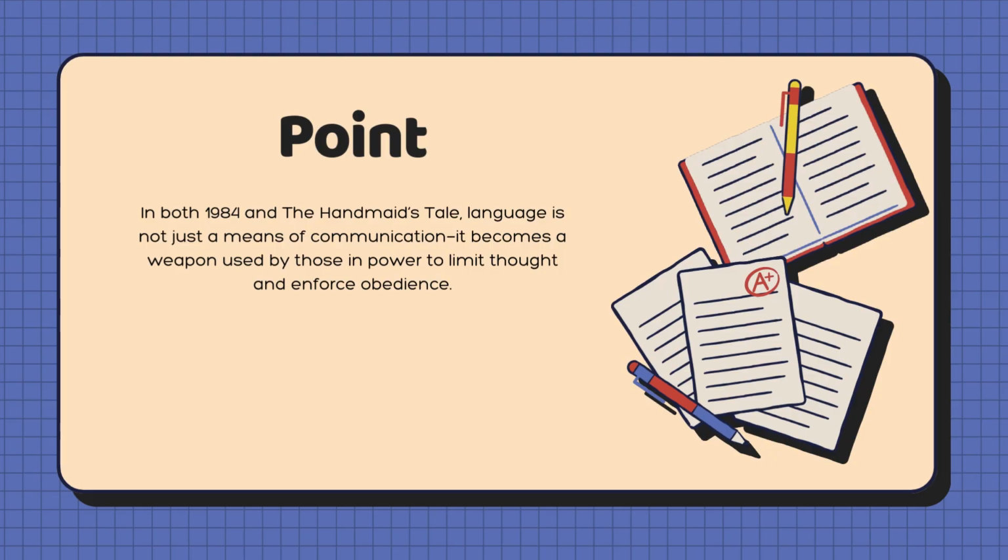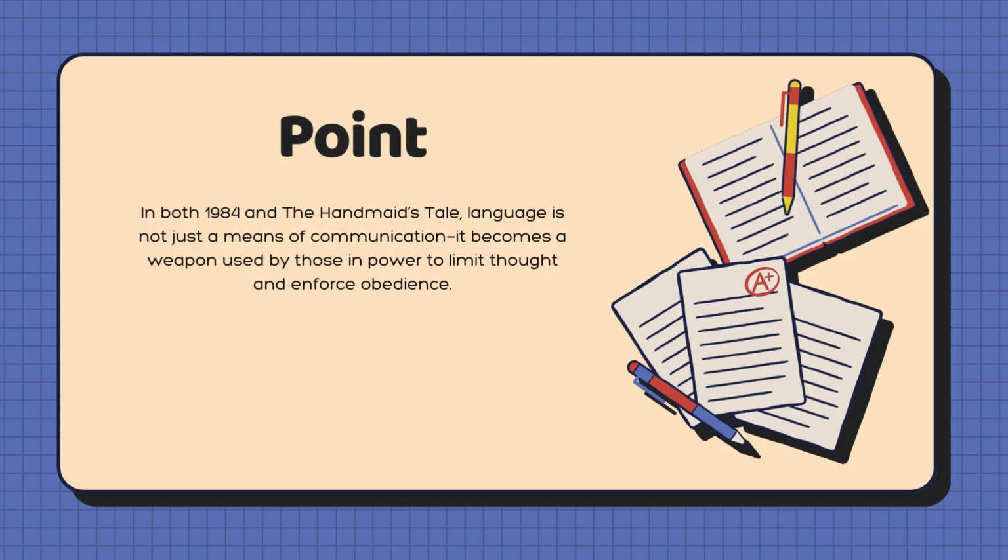P is for point. Here's how my paragraph begins. In both 1984 and The Handmaid's Tale, language is not just a means of communication. It becomes a weapon used by those in power to limit thought and enforce obedience. This is a really clear topic sentence.